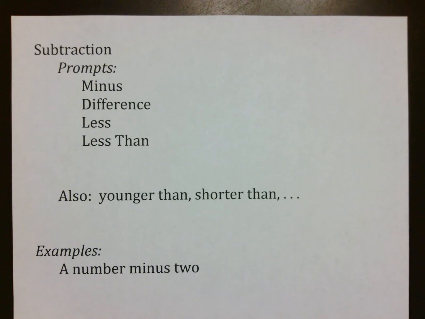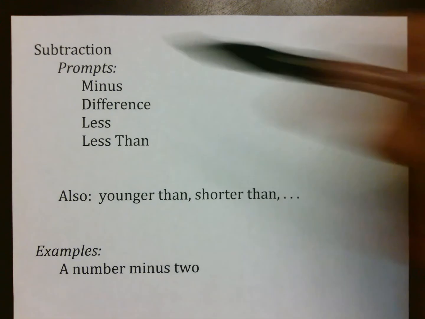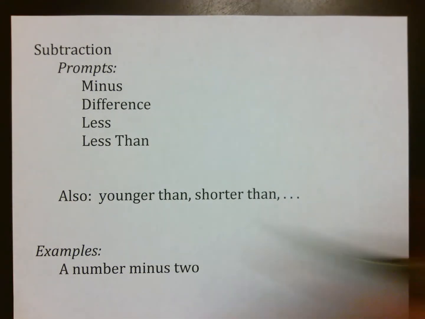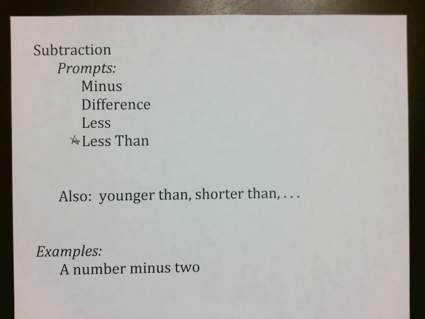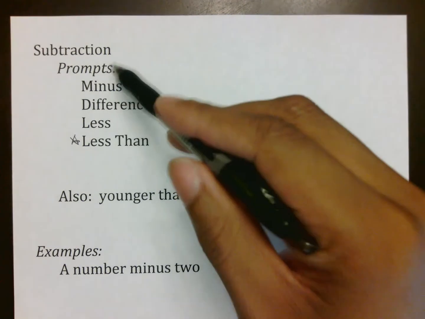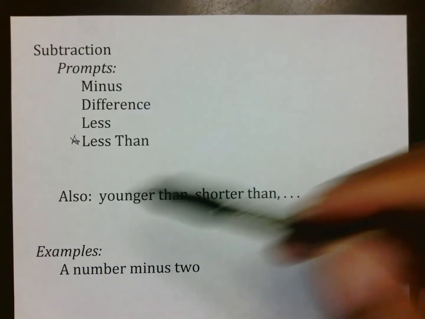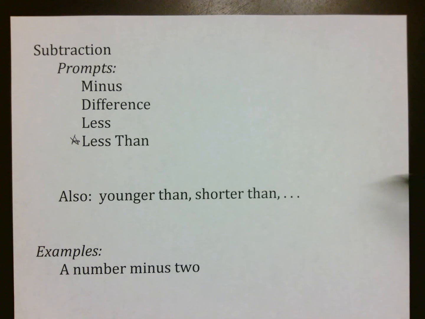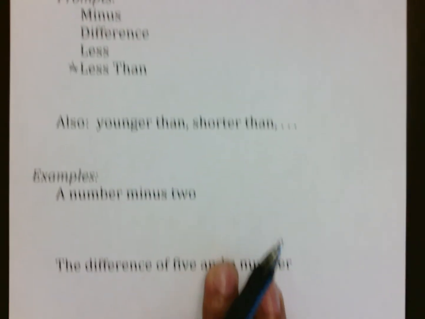In terms of subtraction, the prompts that we have there are minus, difference, less, less than. Again, put a star by less than if you're going to write that down. Again, that is your note part there. You also have younger than, shorter than, anything that kind of takes away from something there. And again, those are parts there. Feel free to pause the video to make sure you get a chance to write these things.